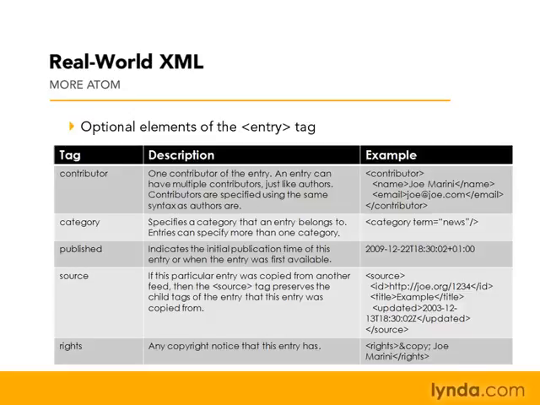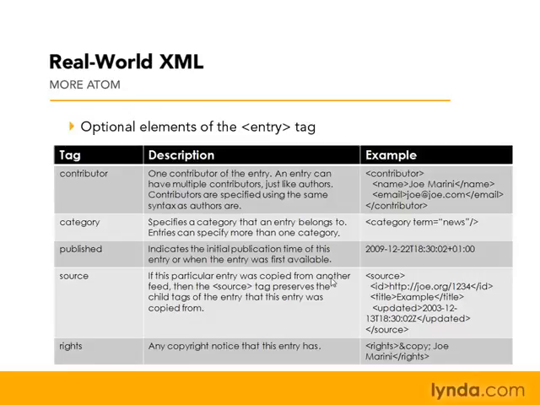The source tag is used in the case where this particular entry was copied from another feed. The source tag is then used to preserve the child tags of the entry that the entry was copied from. For example, if I had copied this entry from some other feed, I would use the source to provide necessary things like the title that it came from, when it was updated, the copyright information, and so on and so forth. And I would also provide the ID.